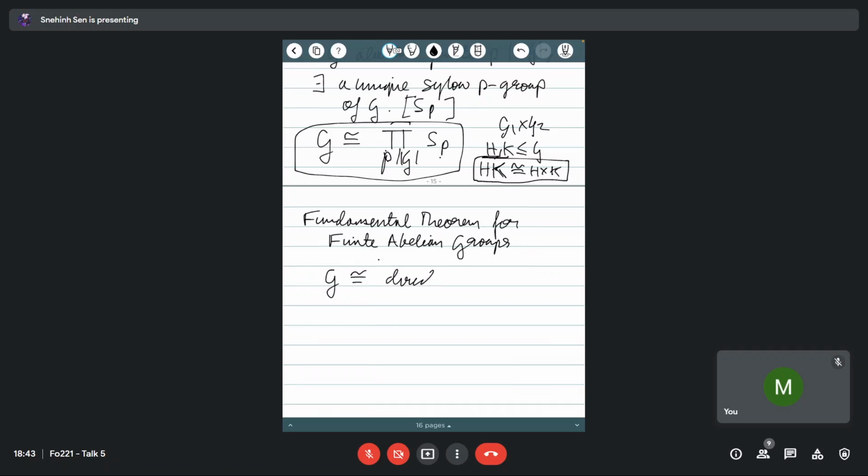G is isomorphic to a direct product of cyclic subgroups, or just cyclic groups if you are not interested in subgroups. And not just that, in an almost unique fashion. The ordering does not matter, but if you remove the ordering, the direct product is unique.